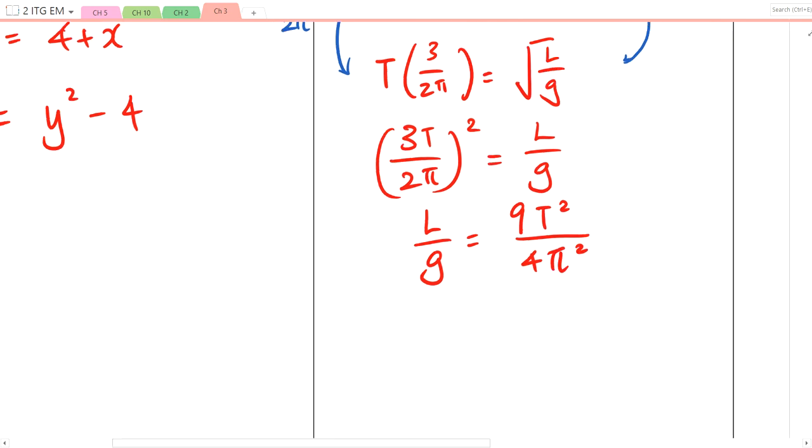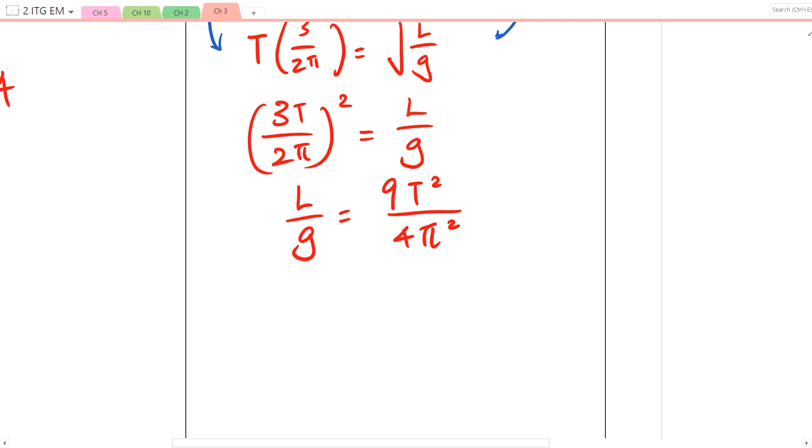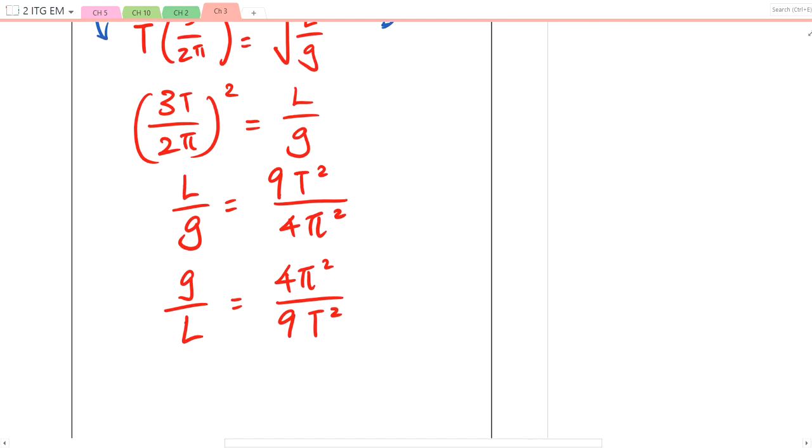Now G is found in the denominator. I want it in the numerator. What I can do is simply to flip them around. So G over L is simply 4 pi square over 9t square. So why is it that I can do this? From this step to this step. Okay, let me put it another way.